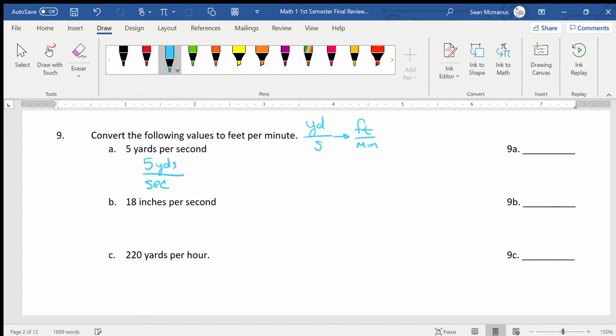So we're going to have to do 2 conversions because we have to convert yards to feet and we have to convert seconds to minutes. So we're going to go ahead and do that. So let's do yards first, right? So remember when we did our conversion factors, we went like this. So 5 yards, I want my yards to become feet.